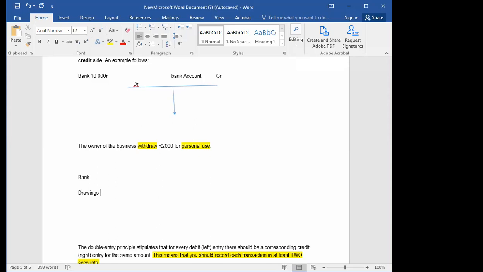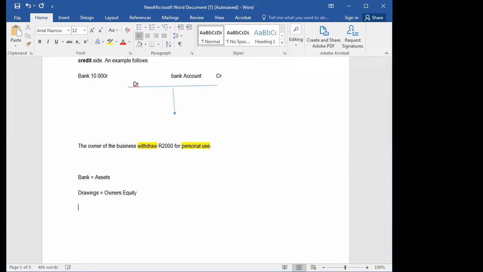All right. And now we can see, is bank a type of asset, a type of liability, or a type of owner's equity? The fact is that bank is a type of what? Assets. All right. I'm writing something so that we can move on. Okay. And then drawings is a type of what? Owner's equity. Yes, it's a type of what? Owner's equity. Right. Then now we can draw our accounts.